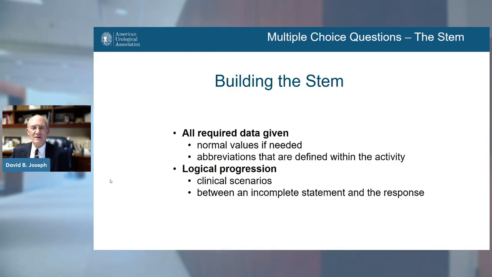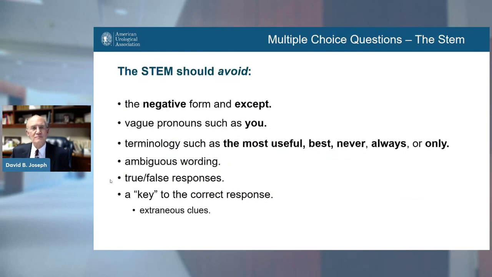If you have an incomplete statement, you want to make sure that the response will complete the incomplete statement in a full sentence. The stem should avoid the negative and "except." And as I mentioned, the negative makes you think backwards, and the same thing with "except." When you have "except," one of the distractors is something that wasn't included in the material, and then the learner is just hunting through material looking for something that's not there.